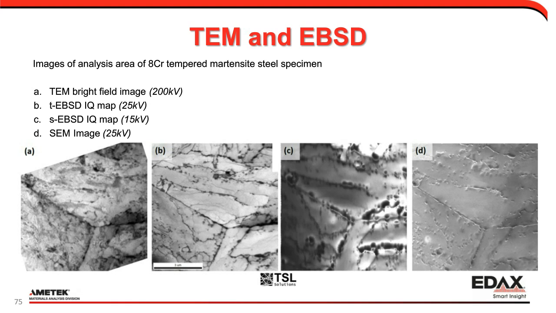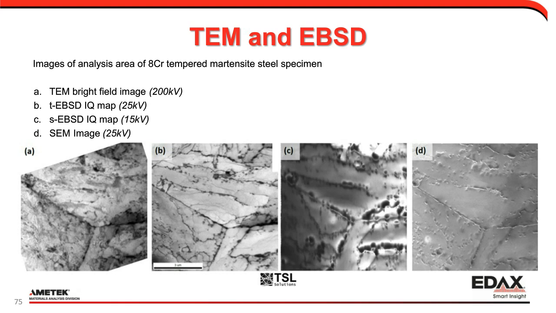This is just an example, on the right or on the left. It's a TEM bright field image. You can see a triple point grain junction there in the center. Image B here is a transmission EBSD image quality map. Image C is a standard EBSD image quality map of the same boundary, and then D is the SEM image. So here we're correlating four different imaging modalities together.